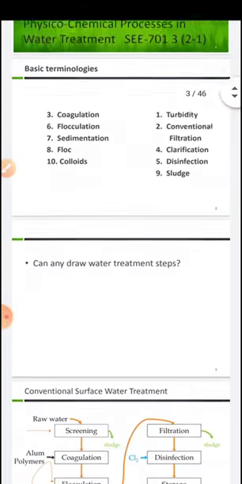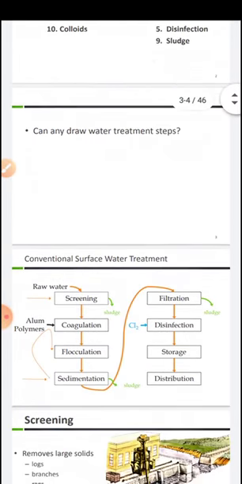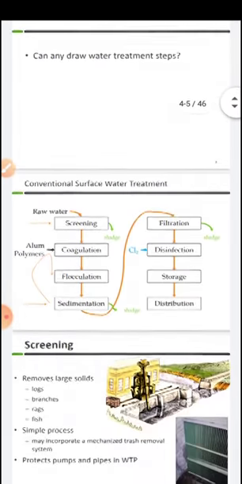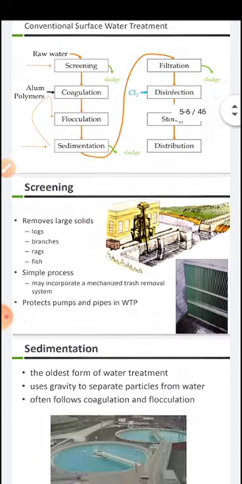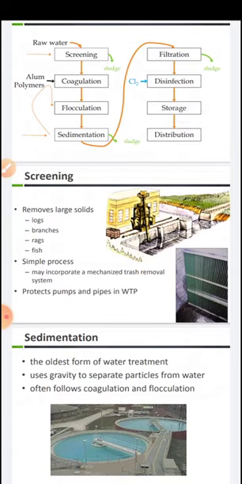Some of the basic terminology will be involved in this topic, and then something about the conventional surface water treatment approaches, starting with the screening, coagulation, flocculation, sedimentation, then filtration, and then disinfection, storage, and distribution. So I think it's just a kind of revision. You have already studied all these things in detail.